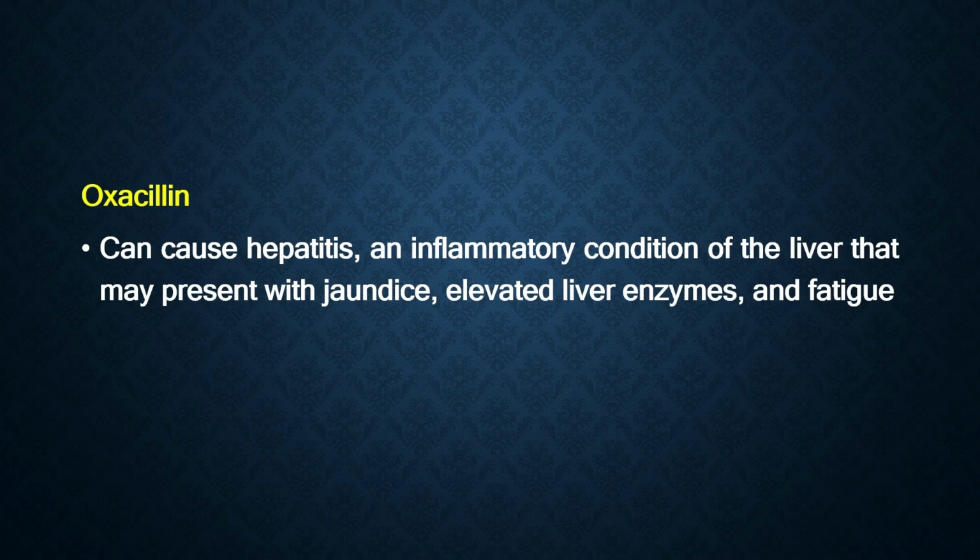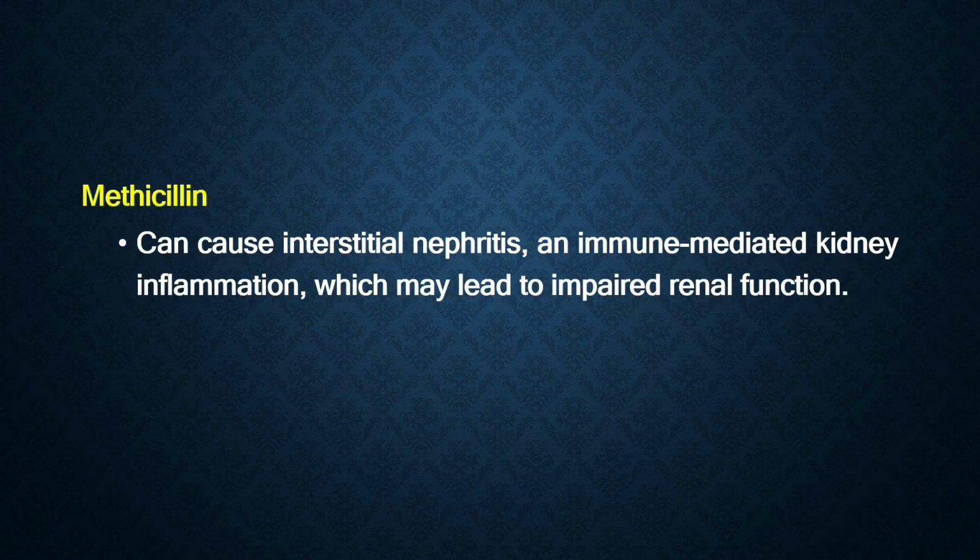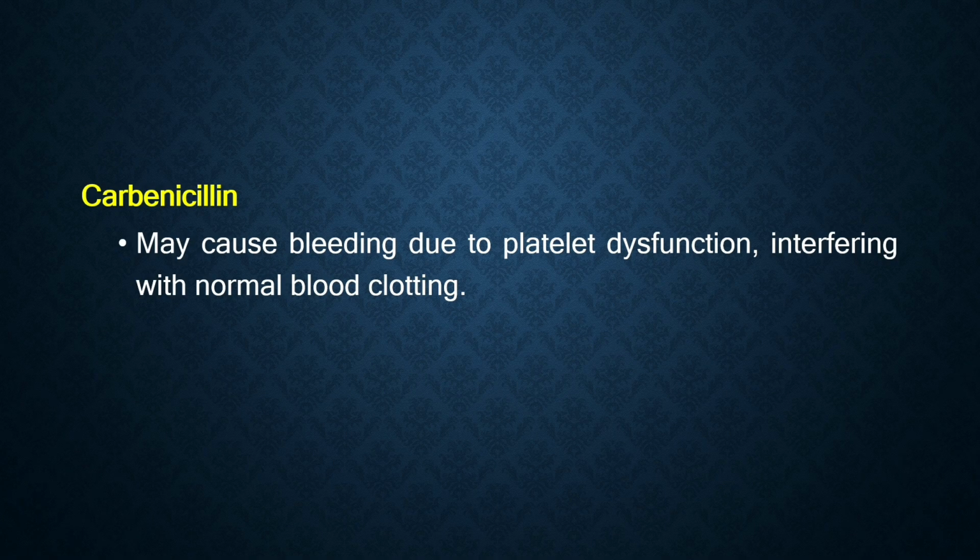So oxacillin belongs to the very narrow spectrum antibiotics. It may cause jaundice and liver problems, even major hepatitis. Then we have methicillin that also belongs to the very narrow spectrum antibiotics that may cause interstitial nephritis and immune mediated kidney inflammation, which may lead to impaired renal functions. Means methicillin may impact on the renal functions, and nowadays methicillin is not commonly used.